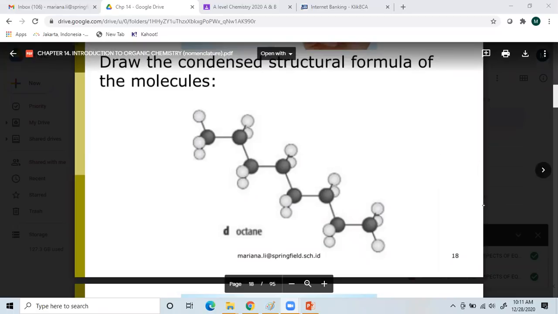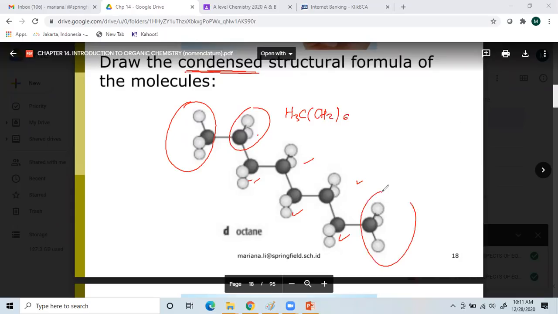Just remember, we would like to make the condensed formula. So this is CH3, right? So CH3. And then this is CH2. 1, 2, 3, 4, 5, 6. 6 CH2. So I can use in a bracket CH2, 6. And then the last is CH3 again. Okay, so this is the condensed structural formula for this molecule.